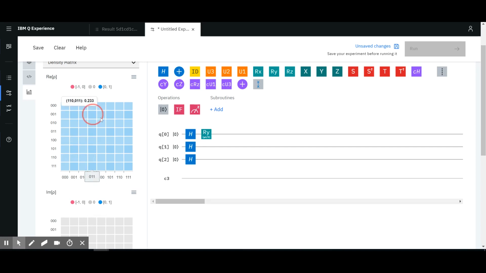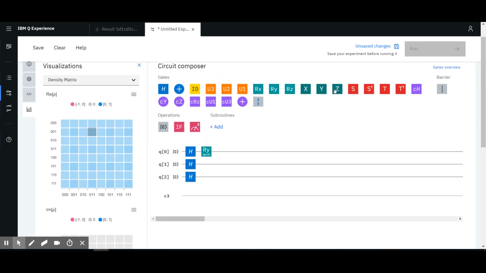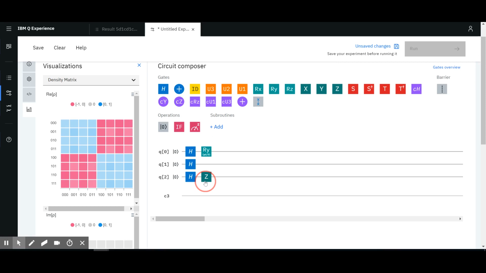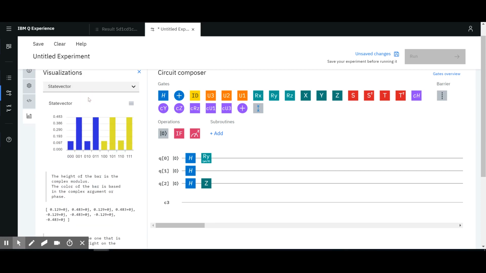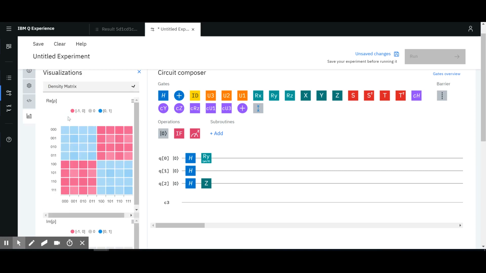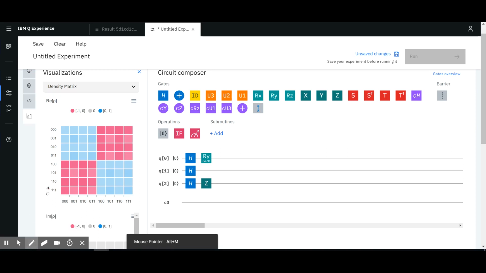Oh, I can click that. That's nice. And if I add a Z, it kind of changes the sign. None of the diagonals change, and obviously we'll take a look at the state vector. So it's done this for all the states that start with 1, right? Because these are the ones that start with 0. These correspond to the ones that start with 1, and this as well, but on this side.